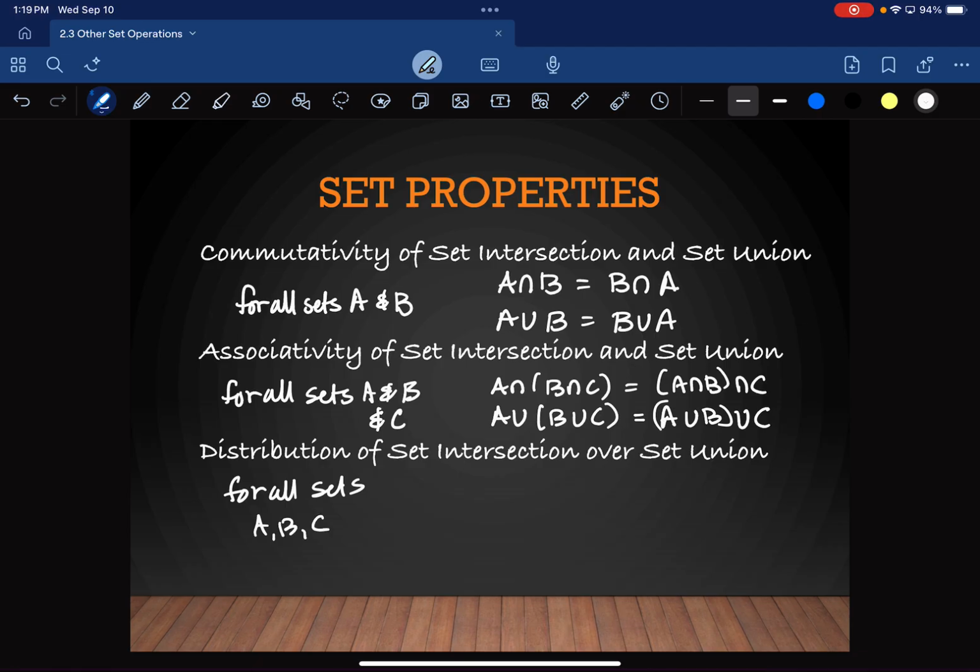And it says the following. So we've got one statement. So A intersect B union C. So if you have the union of B and C and then you intersect it with A, this actually means that you are going to intersect A with B and you're going to intersect A with C, and then you're going to be doing the union of that intersection.